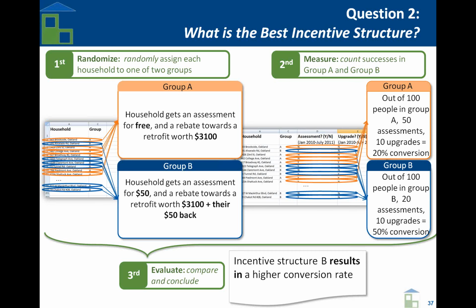Okay, so again, you could randomly assign people to 2 groups, A and B, give each group a different incentive structure, and then count the number of assessments and upgrades in each group. So let's say we found that in group A, 50 people got assessments, but only 10 got upgrades, while in group B, 20 people got assessments and 10 got upgrades. Then we would conclude that this $50 is effective at increasing the conversion rate from assessments to upgrades, even though people are going to get that $50 back eventually.